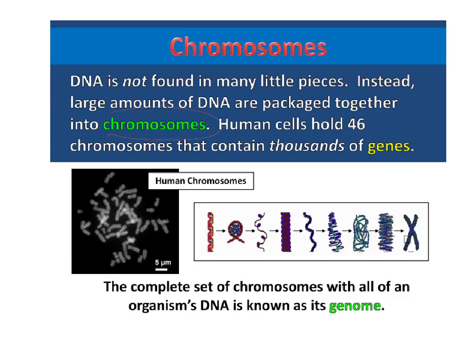Human cells hold 46 chromosomes, and each of those chromosomes contains thousands of genes. Again, there's 46 chromosomes in a human cell, but each one of those chromosomes contains thousands and thousands of genes. The complete set of chromosomes with all of the organism's DNA in it is known as the organism's genome.